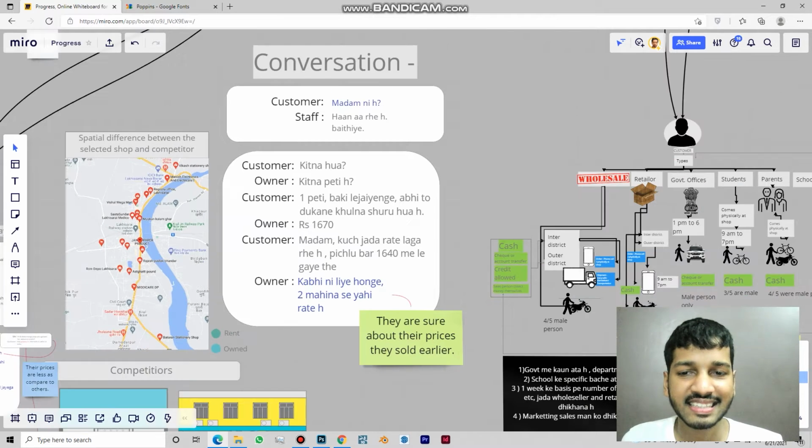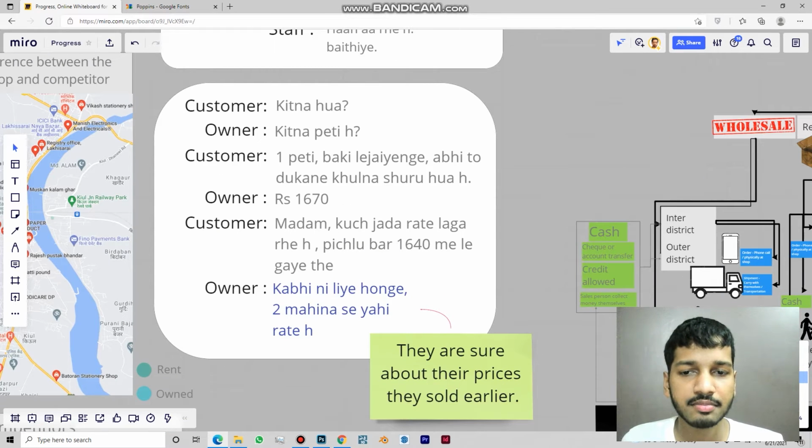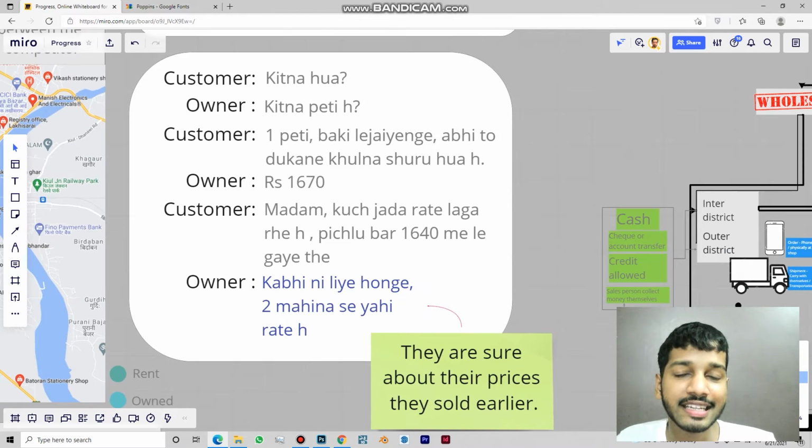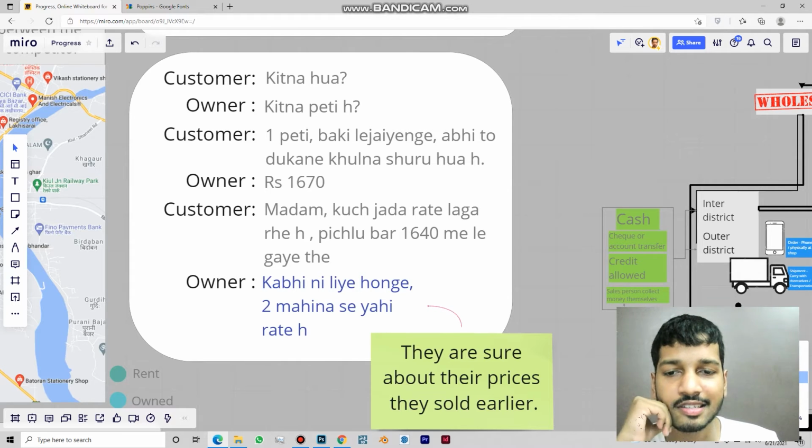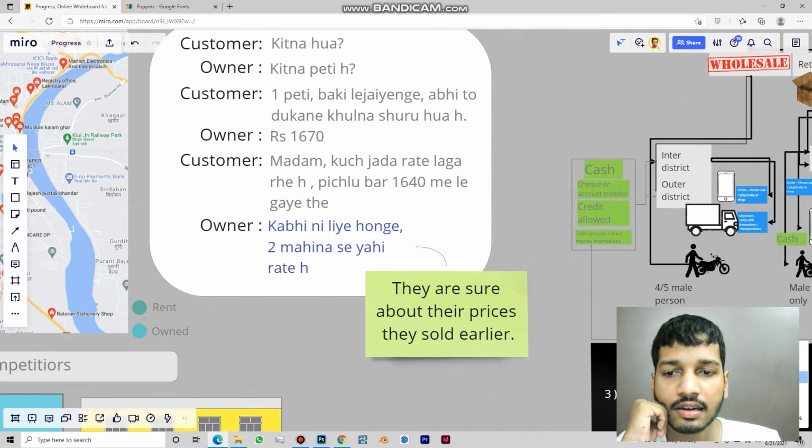The owner said rupees 670. The customer said, मैडम कुछ रेट ज़्यादा लगा रहे हैं पिछली बार. So he said पिछलू बार but he meant पिछली बार. So they have this different mathly language. Sometimes the customer says, and the owner said directly, कभी नहीं लिए होंगे, 2 महीने से यही रेट है.